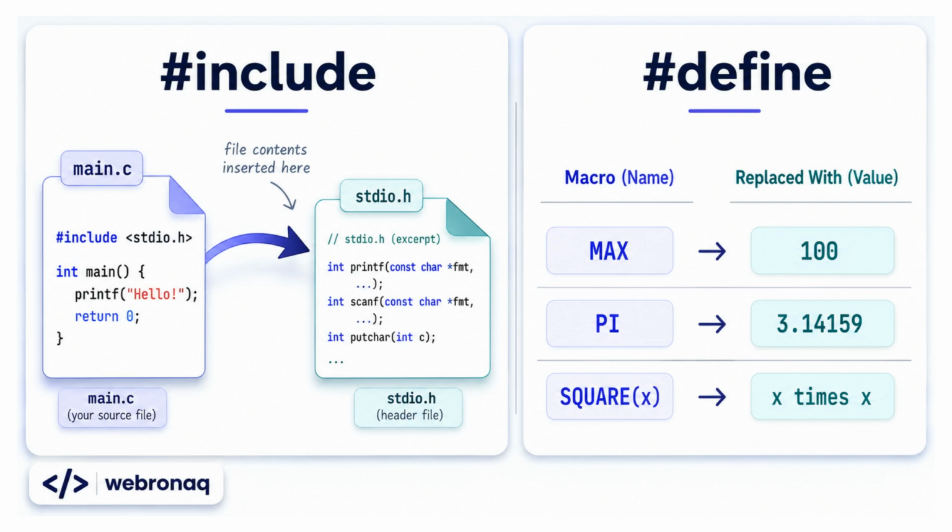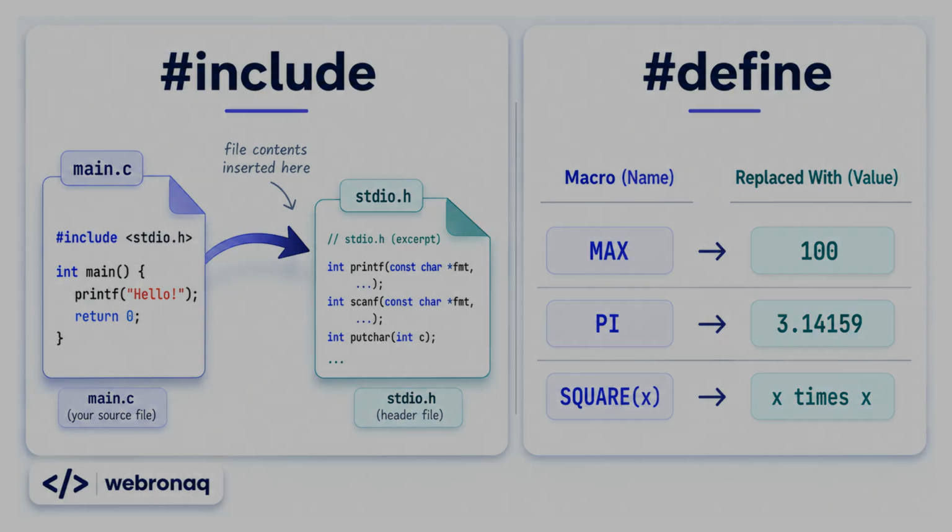Second is #define. This one sets up a macro, a name the preprocessor will find and replace throughout your code. Write #define MAX 100, and every occurrence of MAX gets swapped out for 100. Write a function-like macro, such as square of x, and it expands inline wherever you call it. No function call overhead, just straight text substitution. These two directives handle inclusion and substitution, the building blocks. Up next, we look at how directives let you control which code even gets compiled in the first place.